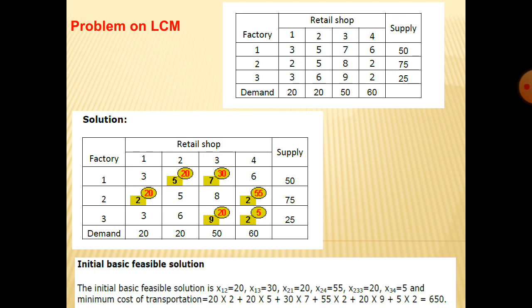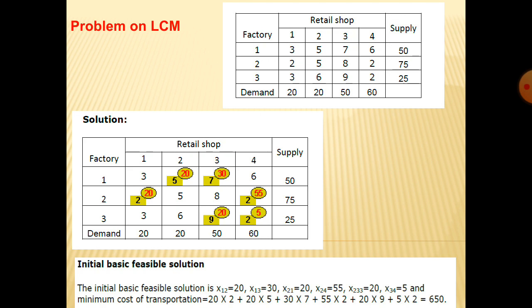row. We have to add all the allocations. You should get the total demand. 20 plus 30 is equal to 50. You are going to get the supply equal to 50. Next, you come to factory 2. What allocations are available? 20 plus 55, you will get 75. For factory 3, you have 20 plus 5, so the supply is 25.